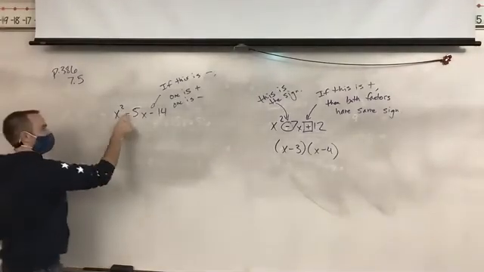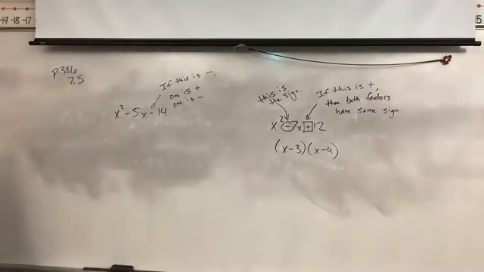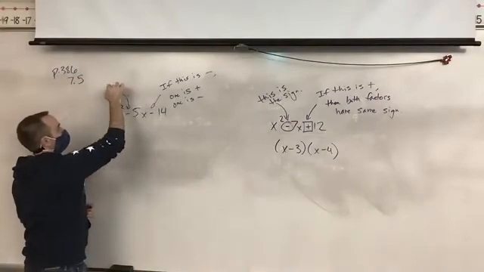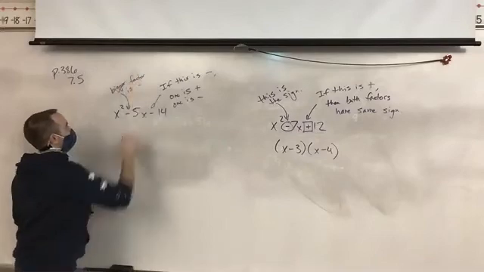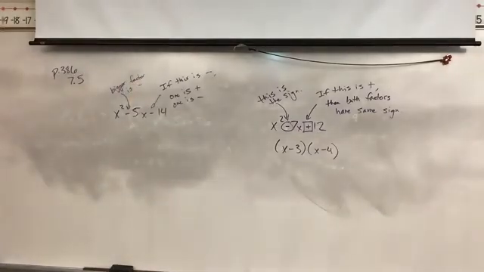Exactly, the bigger one has to be negative because they're going to add up to be a negative. So the bigger factor is going to be negative. Bigger factor is negative because that middle sign is negative. If that middle sign was positive, then the bigger factor is positive.